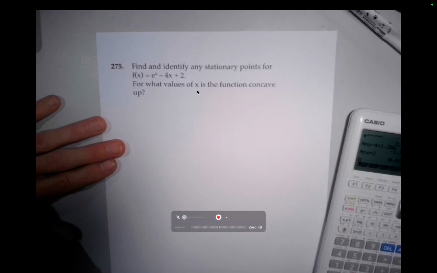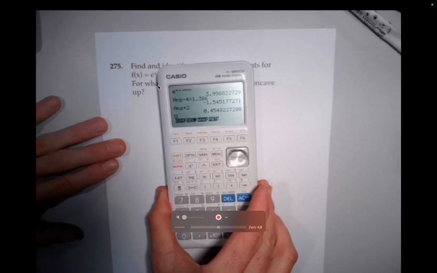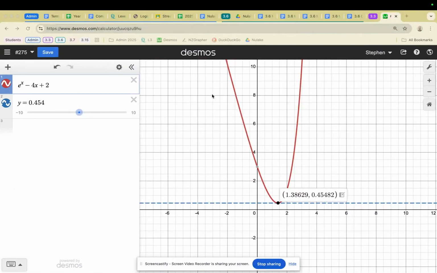Okay, so let's cheat. You can cheat one way by looking at it here, but call me lazy, this is definitely more efficient. We can see here's the function e^x - 4x + 2, and Desmos straight away has told me that there's a minima at 1.386, and its corresponding y point is 0.45. So that's where the tangent line would be. The gradient would be 0 passing through 0.45482 there.